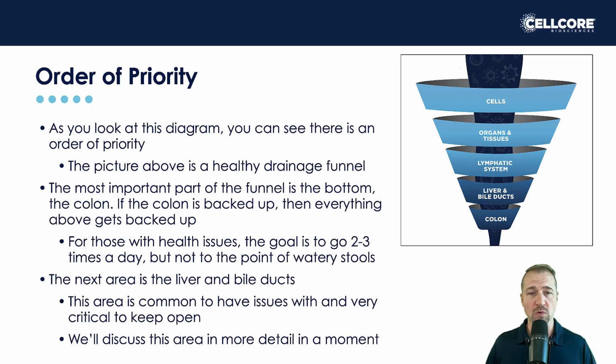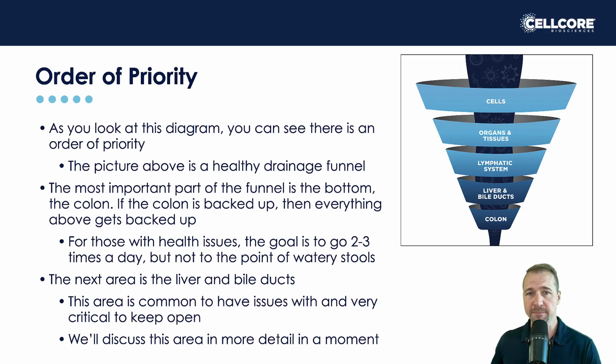So as I mentioned, there's an order of priority. As you look at this diagram, you basically want to start from the bottom up, because if the bottom gets clogged, everything above that funnel is going to get clogged. And you can see at the very bottom is the colon. So we don't want the colon to be backed up. But the more that colon's open, the less likely we're going to back up the next areas above it, which is the liver and bile duct system, right? That is dependent on the colon moving.